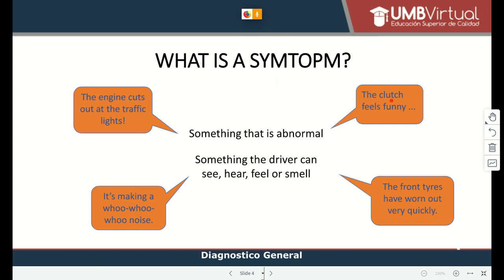So if the clutch feels funny, you take the car to the shop. And there, to be able to verify the symptom, you have to reproduce the fault, and say yes, the customer is right, the driver is right, the clutch feels funny. Then you have to go in depth and try to find out the cause of the problem, the cause of the symptom, right? And this is pretty much what a symptom is: something abnormal, something that you can see, hear, feel or smell.